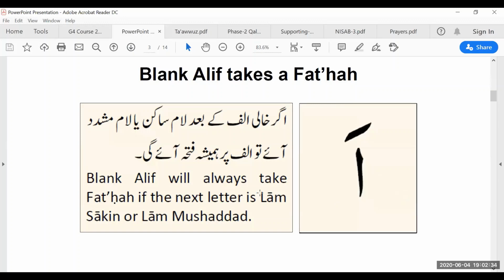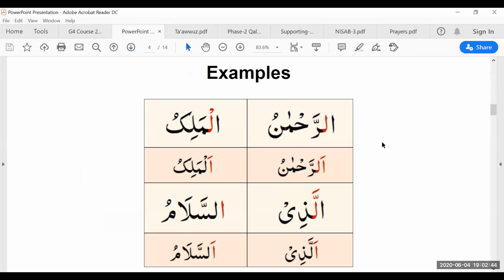The blank alif will always take a fatha if the next letter is lam sakin or lam mushaddad. So this is very easy. We will look at some examples. You can see here that we have a blank alif at the start of all these words, and it is followed by lam. In this case, it's lam sakin, and here we can see it's lam mushaddad. So whenever it's followed by lam, whether it's sakin or mushaddad, it will always take a fatha.